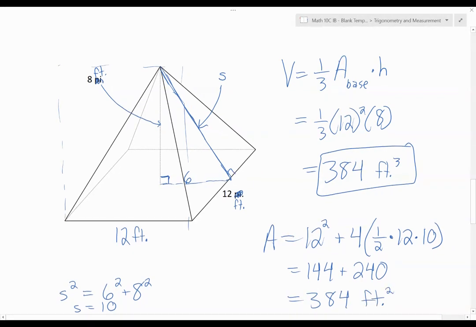Kind of an interesting coincidence in this case that we have the same numerical value for our volume and our area, but they're not the same because they have different units. One of them is 3-dimensional and one of them is 2-dimensional.